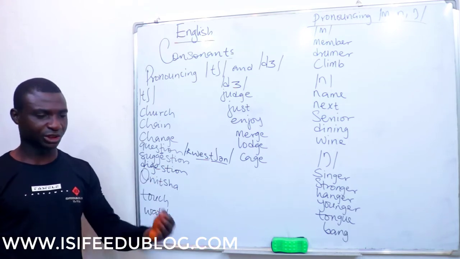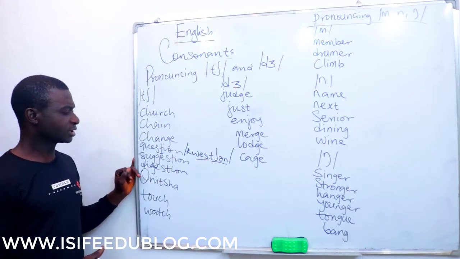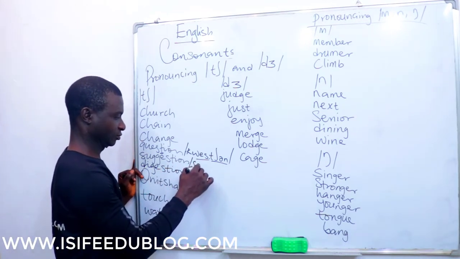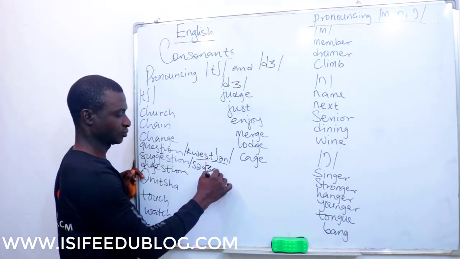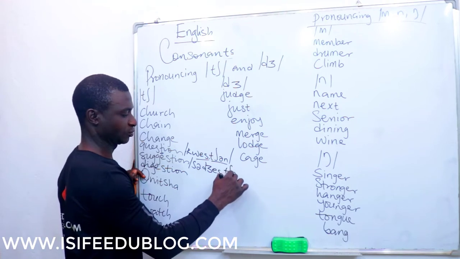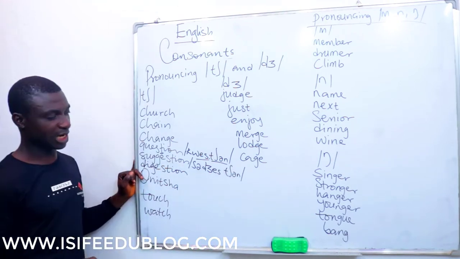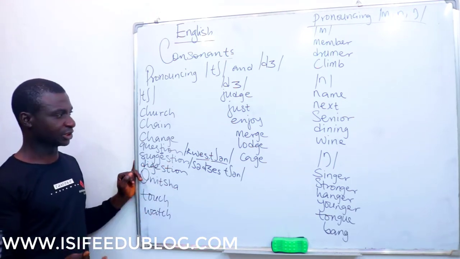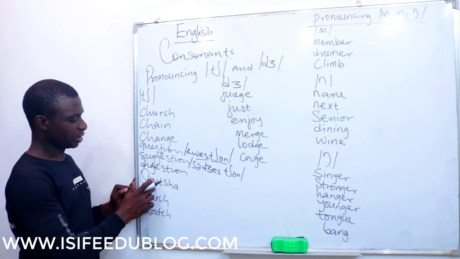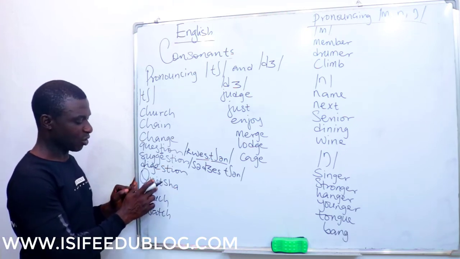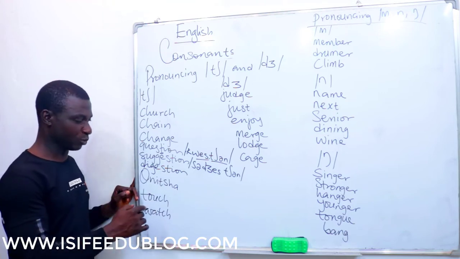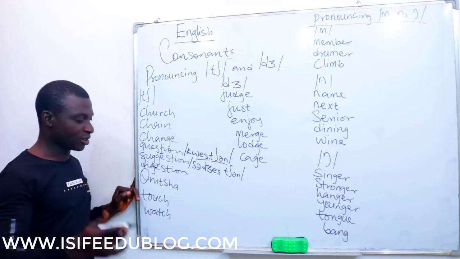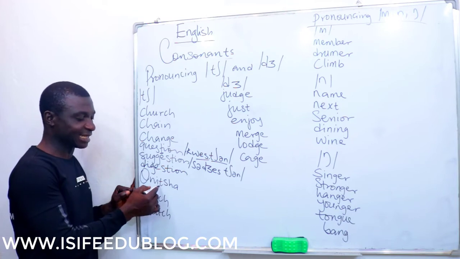Question. Here is suggestion. Suggestion. Alright? Here is digestion. Digestion. Here is Onitsha. A lot of Igbo people ironically pronounce the town in Anambra State as Onisha because of the SH, forgetting that there is a T.